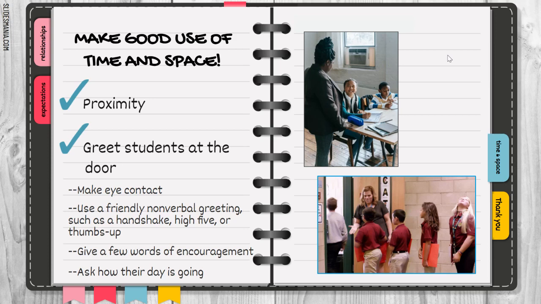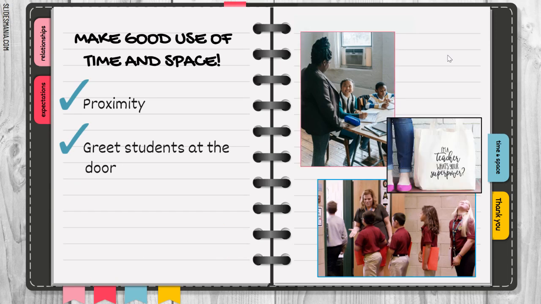I've linked here in this second picture an article from Edutopia summarizing the results of a 2018 study on this if you're interested in learning more. One more tip on making good use of time and space in order to be proactive with classroom management is to have a just in case plan ready.